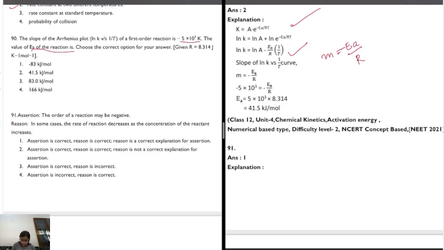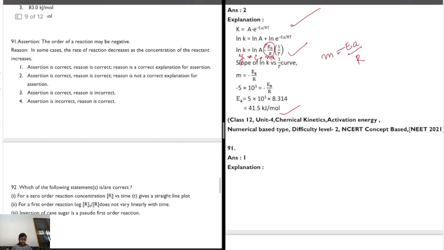Why? Because we will fit it into the equation y equals mx plus c. So minus Ea by R is the m here. x is 1 by T, y is ln k. We'll just equate and put the values. R is already given to be 8.314 joules per Kelvin per mole. Therefore, the final answer after converting it to kilojoules would be 41.5 kilojoules per mole.